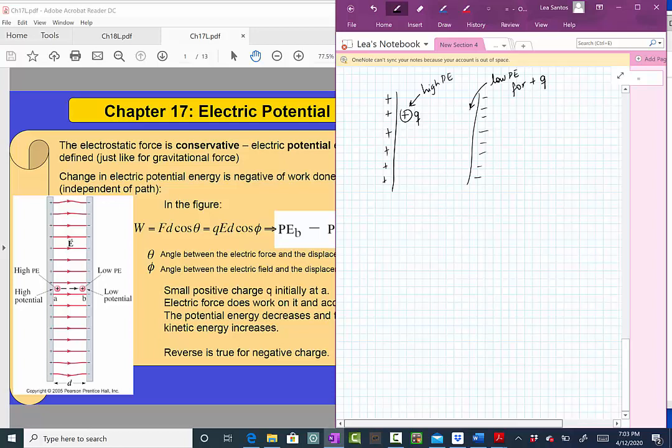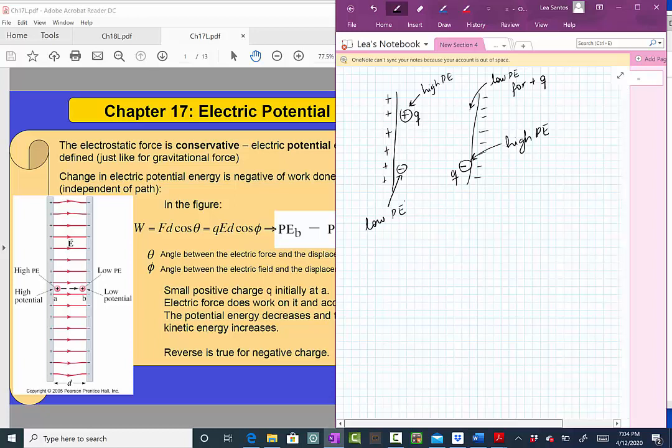How about the negative charge? The negative Q has high potential energy on this side. So this side is the side of high potential energy for the negative charge, and here the negative charge has low potential energy. So we see that the potential energy depends on which charge we are dealing with.